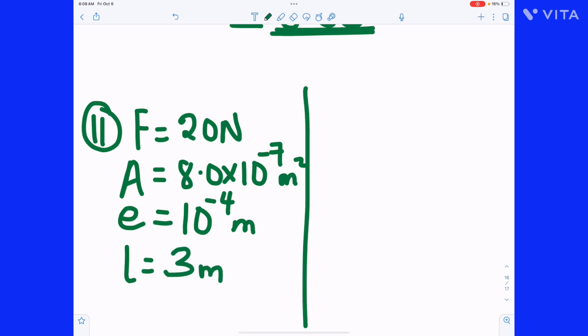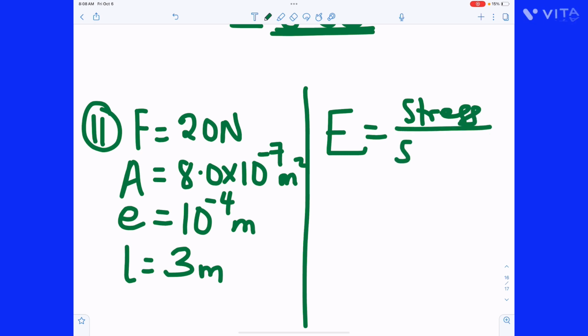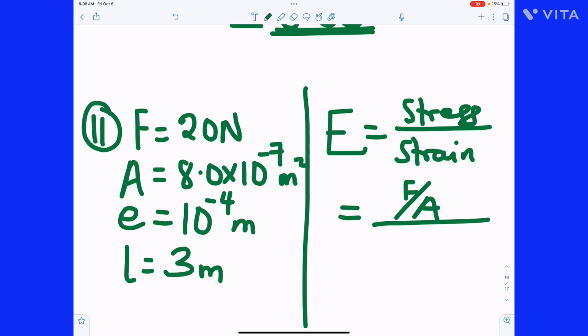One thing you need to know here is that Young's modulus, sometimes denoted E, is tensile stress over tensile strain. Tensile stress over what? Tensile strain. Tensile stress is force on an elastic material divided by its cross-sectional area. Tensile strain is extension over length.